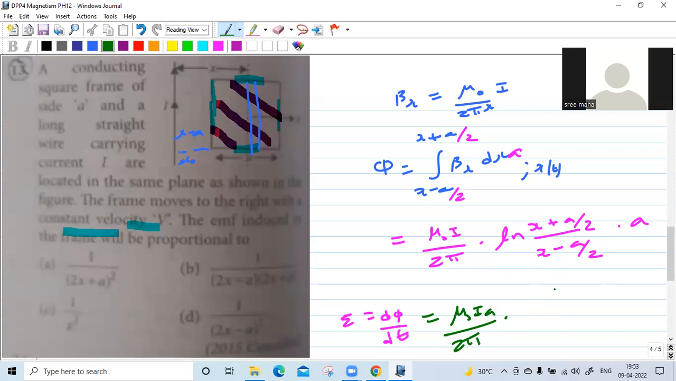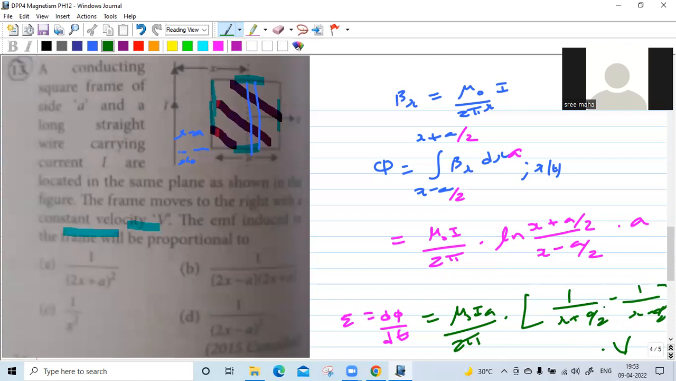You have to take the reciprocal of that value. I think the easiest thing is to split into two terms: ln of x plus a by 2 minus ln of x minus a by 2. So 1 by x plus a by 2 minus 1 by x minus a by 2, times dx by dt, that is the velocity. So this has to be simplified.